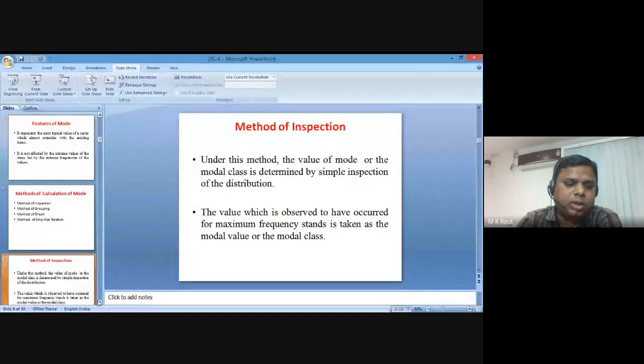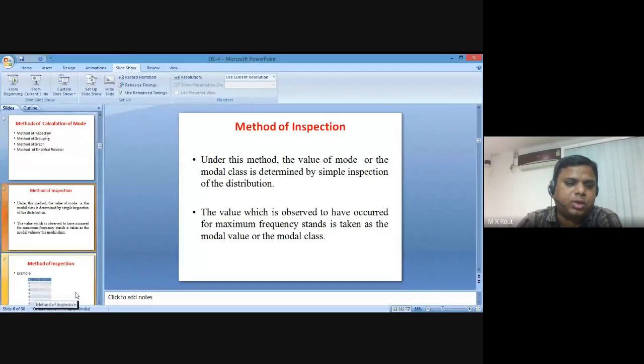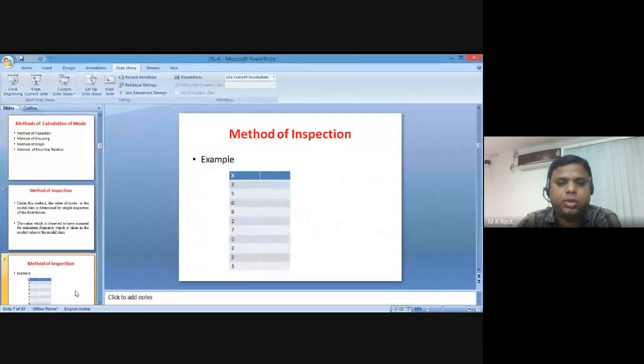So let's solve a small example for the method of inspection. Here we have a sequence of numbers given in the X column: 2, 5, 6, 9, 2, 7, 5, 2, 5, 3. If I ask the question, what is the value of mode here?